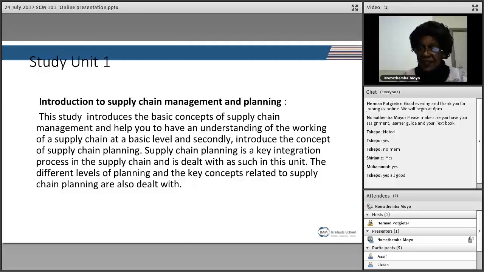And secondly, it is going to introduce the concept of supply chain planning. Supply chain planning is a key integration process in the supply chain and is dealt with as such in this unit. The different levels of planning, and the key concepts related to supply chain planning are also dealt with. That's what we are going to look at in study unit 1.